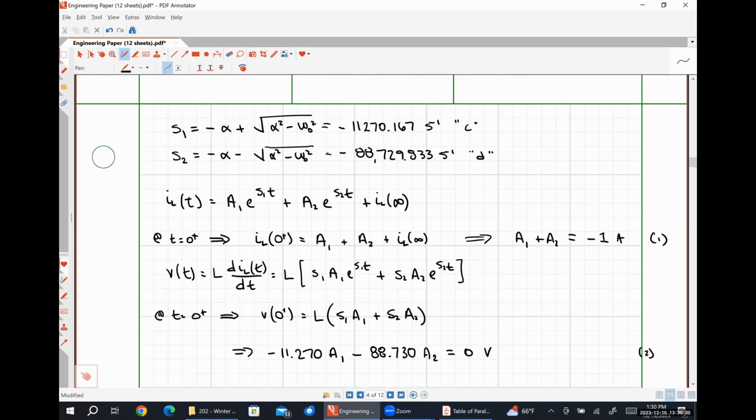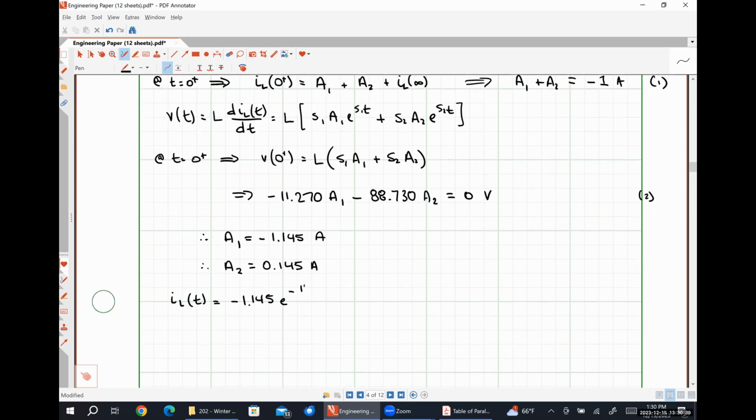Let me scroll up here to figure out what S1 was. 11,270.166 T plus 0.145 e to the S2, negative 88,729.833 T, plus whatever IL was at infinity, which was 1 amp.